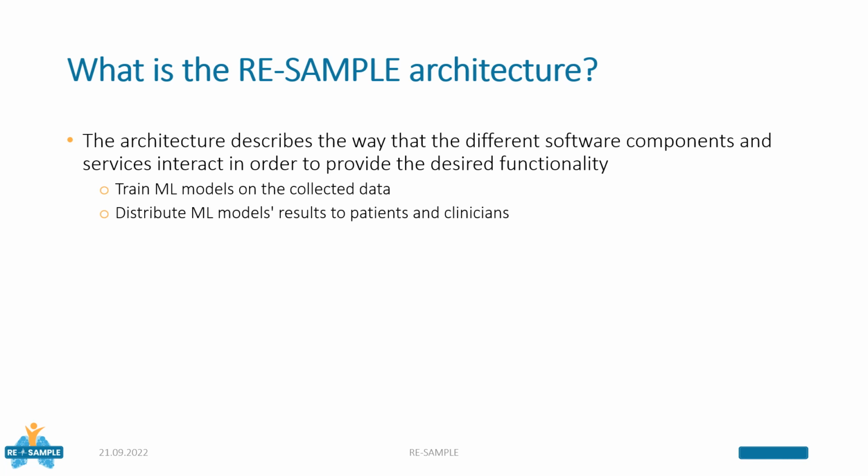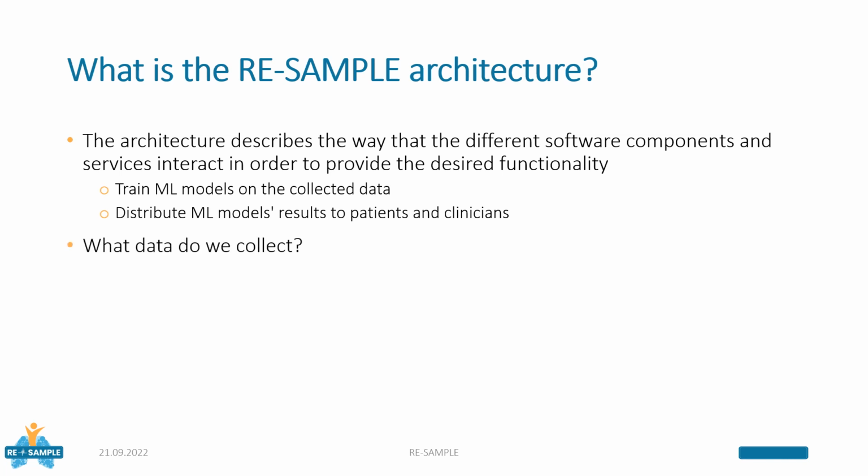In resample, we want to train machine learning models to predict health outcomes. This could be a prediction of a patient's future quality of life, or the prediction of an oncoming exacerbation. The models are trained on all of the data that is collected within the project. And of course, once the models are trained, we want to be able to access the model's results and show them to clinicians and patients.